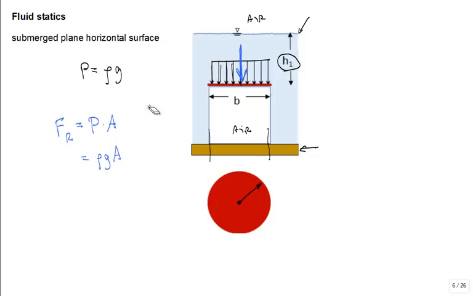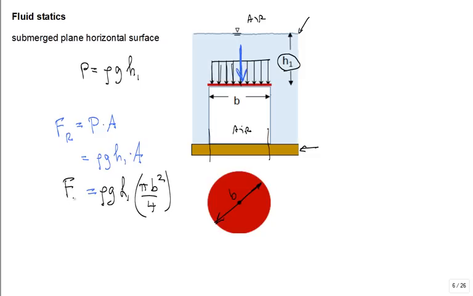This is a bad looking H. That's H1. Rho G H1 times area. And that area, if I have a disk of diameter B, then the area is pi B squared over 4. That's the area. So rho G H1 times the area gives me that resultant force. That's the magnitude of that resultant force.